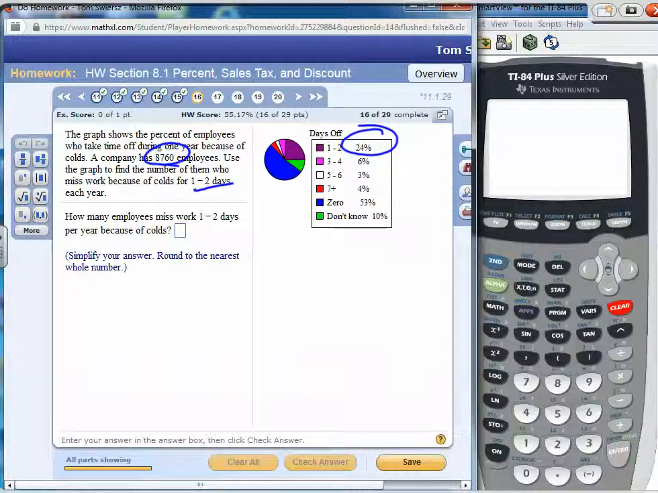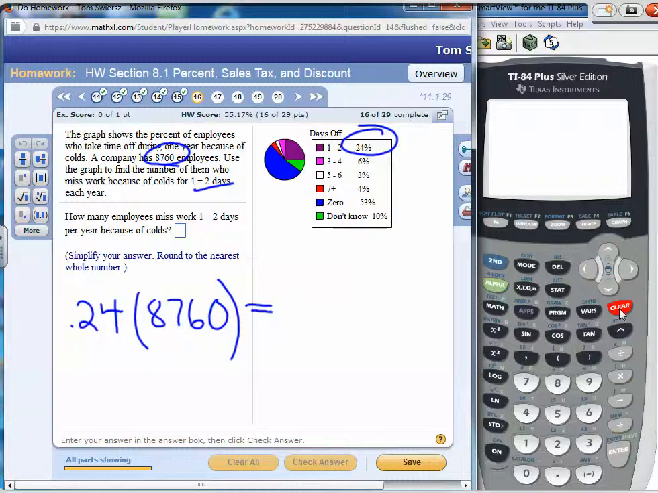So we're going to take 24%, turn it into a decimal, 0.24, times the total, right? The total of the employees is 8,760. So percent times total will give us, in this case, the amount of people who miss work because of colds 1 to 2 days per year. Okay? So just the percent times the total gives us the amount. So we can do it on our calculator.